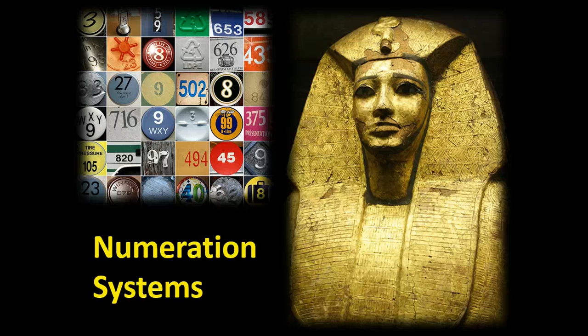We're going to talk about numeration systems now. That means how do we represent with symbols the values that we use in everyday life? So we'll look at these symbols from two different perspectives. One is from an ancient perspective, and one is from the perspective of the numbers that we use.